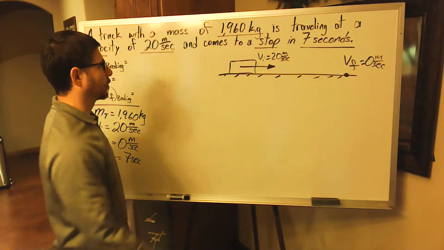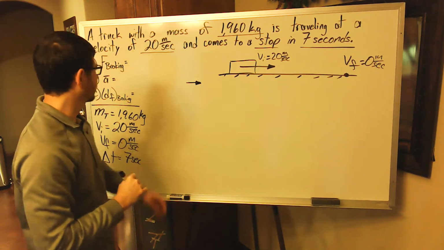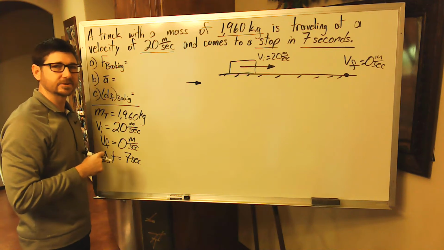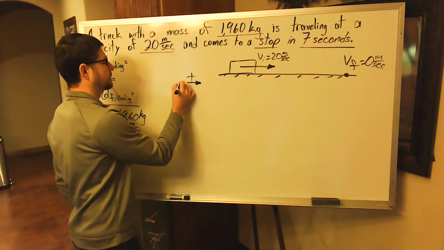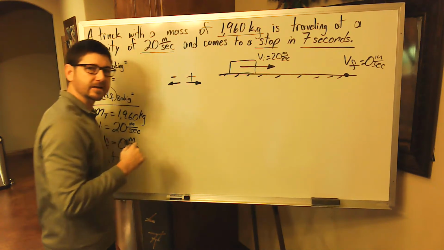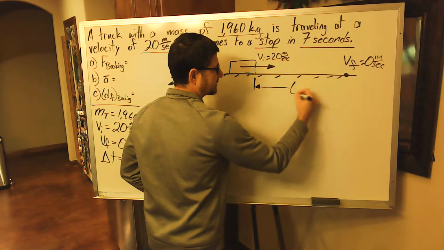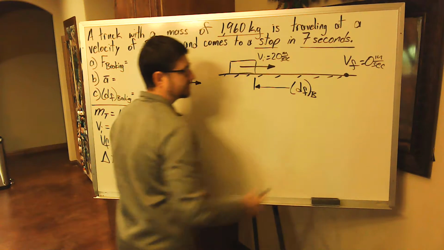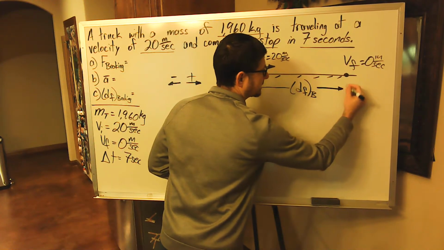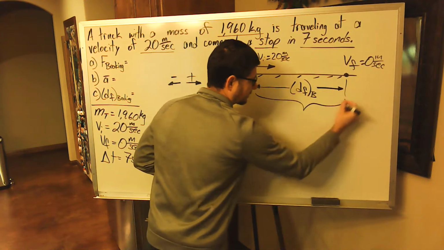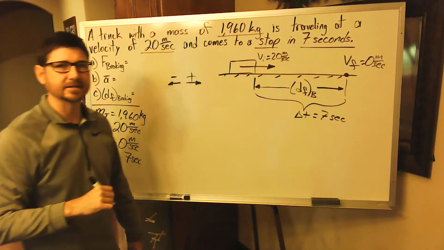Let's go ahead and draw a coordinate system. We know velocity is a vector and displacement is a vector. Also force and acceleration are vectors as well. So let's say we have a positive x direction here, and a negative x direction. We're going to have a final displacement during braking. I'll use a subscript of b to represent braking. And we have a time interval identified by delta t as 7 seconds.